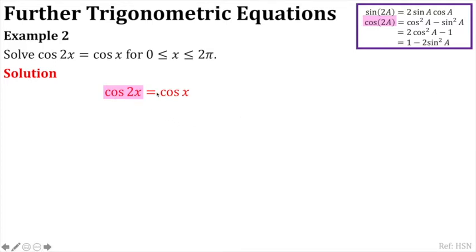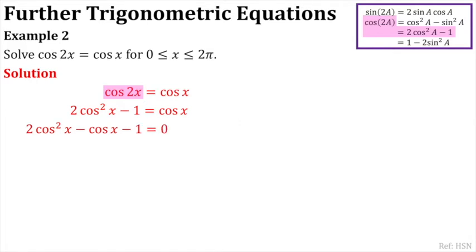Well, if we look at the rest of our equation, it involves cos. So surely it would be sensible then to choose 2 cos squared x minus 1. So we're replacing our cos 2x with 2 cos squared x minus 1, and that is equal to cos x. Now I'm going to subtract my cos x from both sides of the equation because I can see that I've got a quadratic here, and in order to solve a quadratic, I need the quadratic equal to 0. So that gives me 2 cos squared x minus cos x minus 1 equals 0.